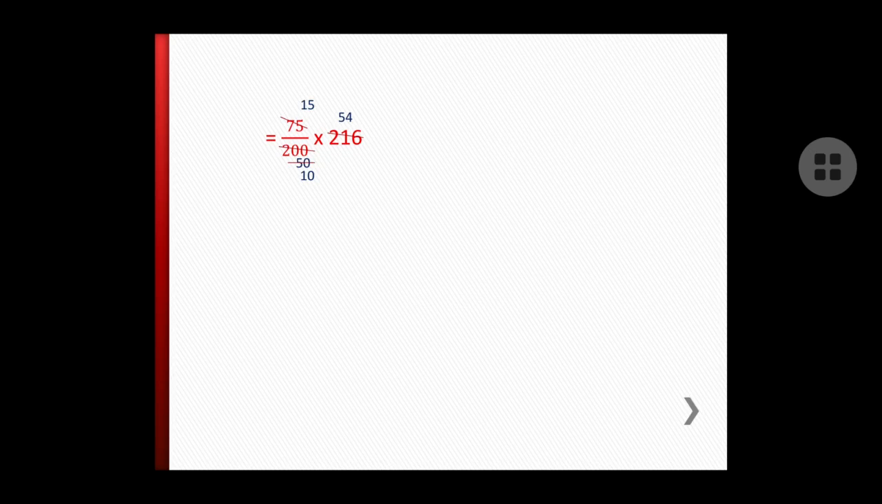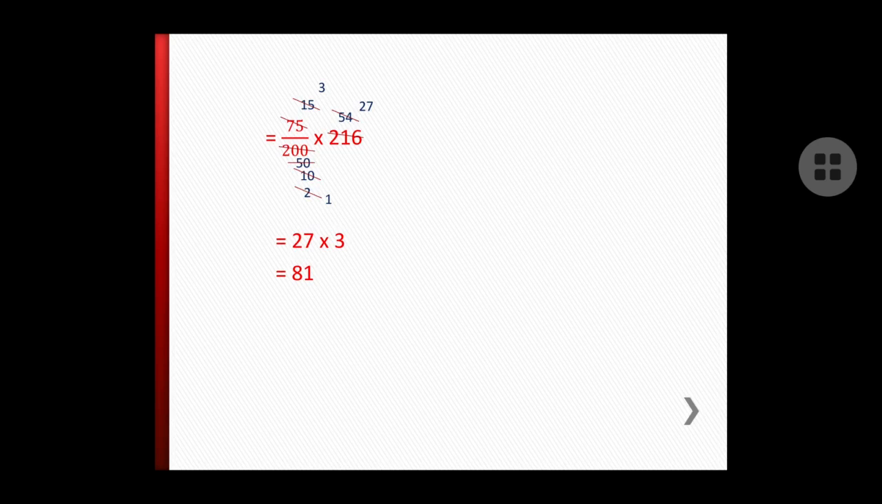So 15, how many times? 3 times, and 10, 2 times. Now what is remaining? Yes, 2 and 54 is remaining. So when you simplify it with 2, 2 divided by 2 is 1, and 54 by 2 is 27. So we simplified everything. So what's left? Yes, it's just 3 into 27, and what is that? It's 81.